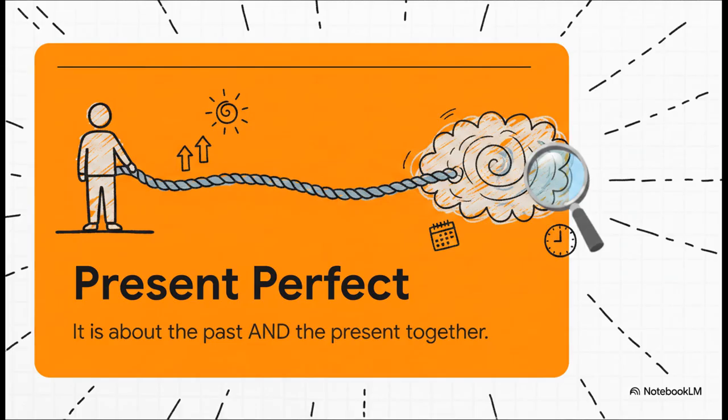Now, you might be wondering, what exactly is this thing? Well, the definition is surprisingly simple. The present perfect is a grammatical tense that is about the past and the present together. Imagine you're standing in the present moment, holding a rope that is securely tied to an event in the past. That rope? That's the present perfect. The action might technically be behind you, but you're still holding the connection to it right now. It is a shared reality.